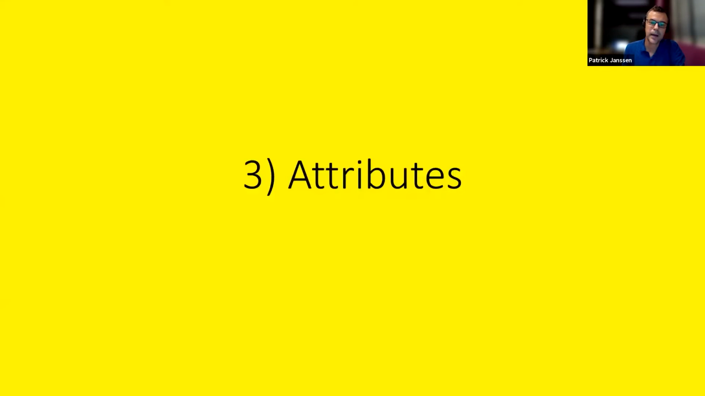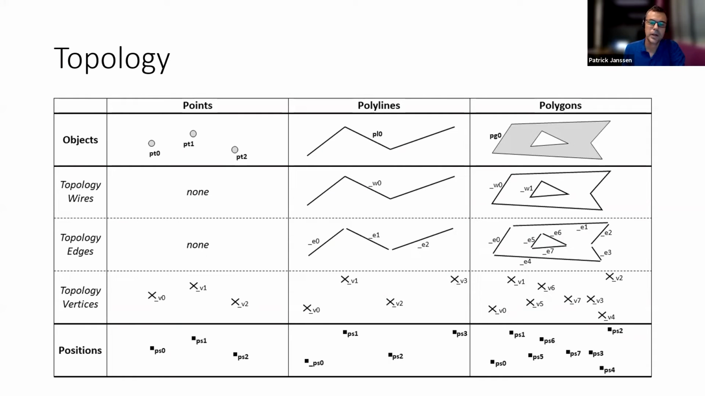If we go back to this topology, you can add attributes to any entity in the model. You can add attributes to an edge or a wire or a vertex. You can add attributes to positions, to objects, and to collections. So everything you model can have semantic information added to it.